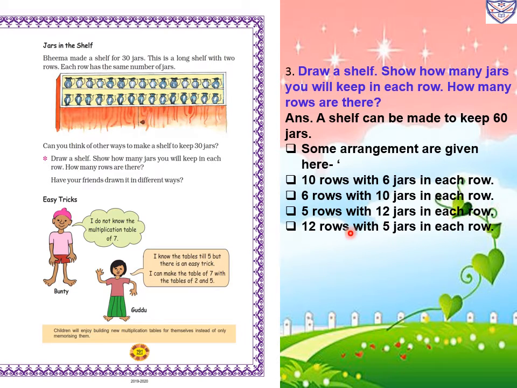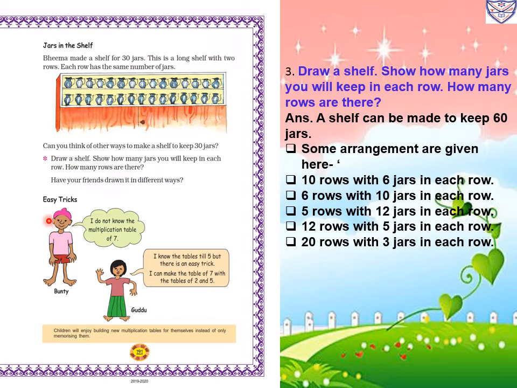Now 12 rows with 5 jars in each row. So we will now make 12 rows, and in each row we will keep 5 jars. So 12 fives are 60. Now next, 20 rows with 3 jars in each row. So we will now make 20 rows, and in each row we will keep 3 jars.